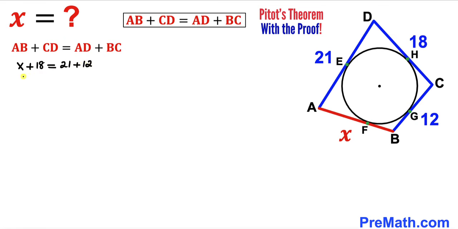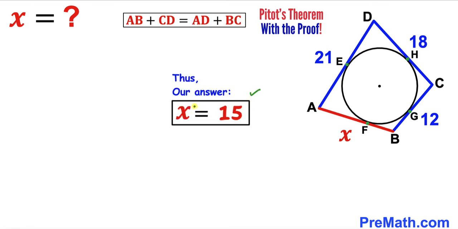Now let's go ahead and combine the like terms. So we can write X plus 18 is going to be equal to 33. Let me subtract 18 from both sides. And here we can see this is gone. So our X value turns out to be 15 units. In other words, this side AB length is 15.